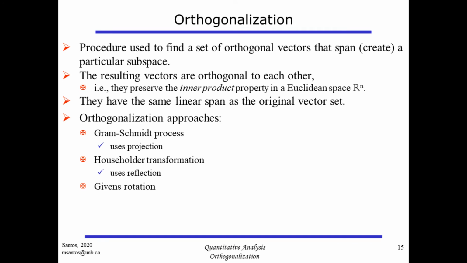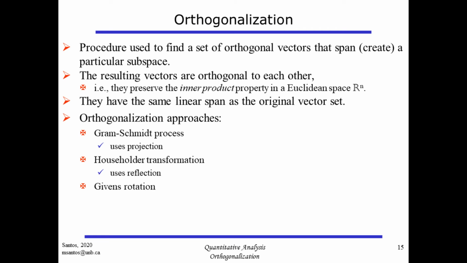What is orthogonalization? Orthogonalization is a procedure used to find a set of orthogonal vectors that create a particular subspace. In other words, a set of orthogonal vectors that create a coordinate system. The resulting vectors are orthogonal to each other. In other words, they preserve the inner product property in a Euclidean space. They have the same linear span as the original vector set.